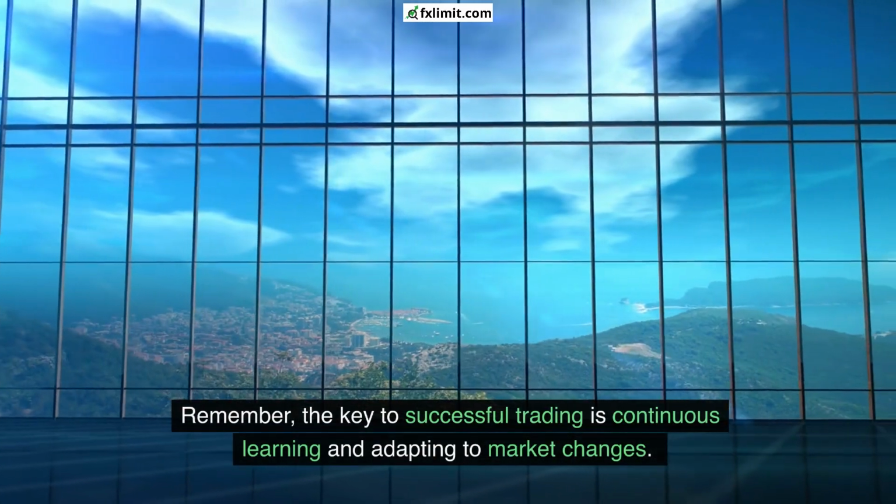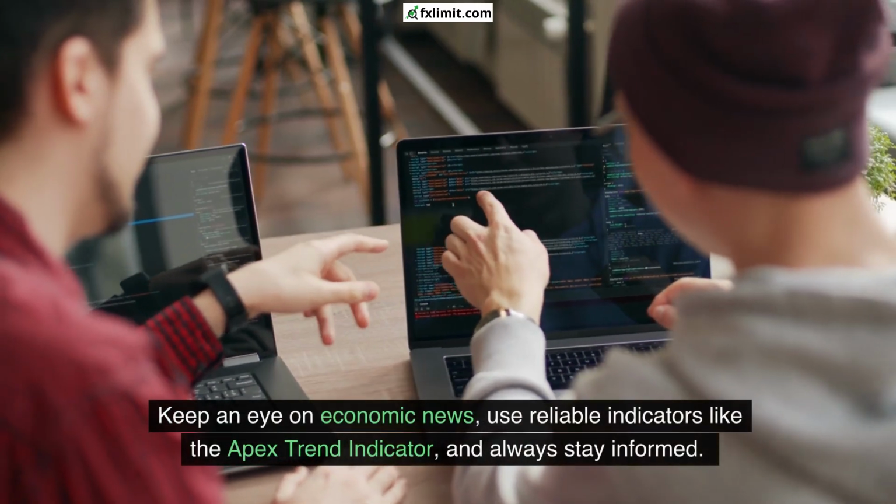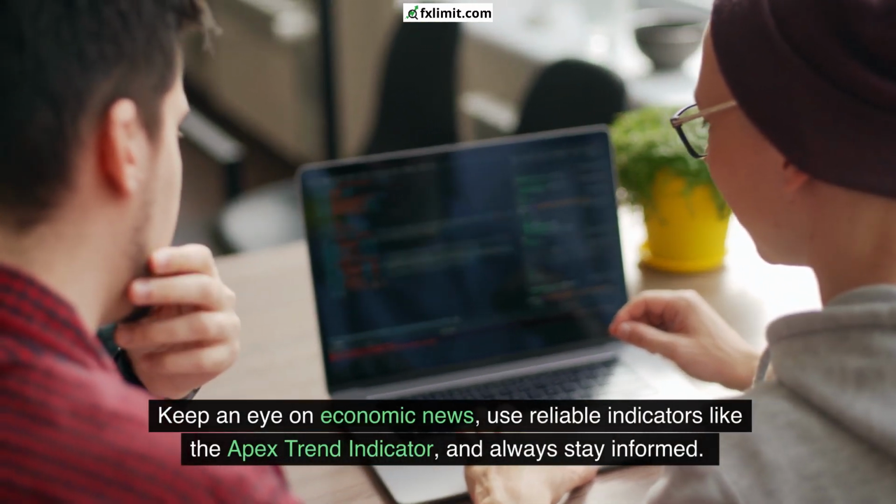Remember, the key to successful trading is continuous learning and adapting to market changes. Keep an eye on economic news, use reliable indicators, and always stay informed.